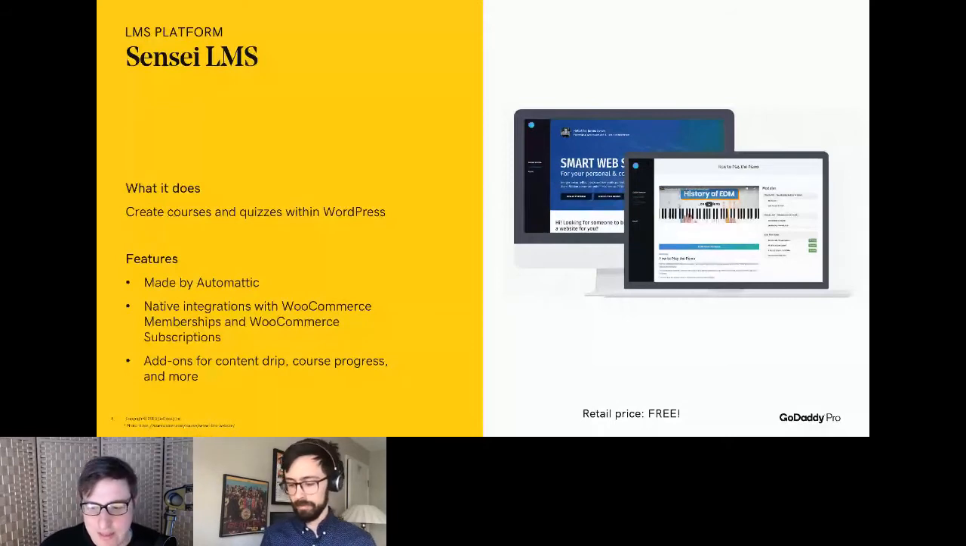Yeah, and I think the fact that it starts free is a really big benefit for someone who's just getting started, because you can start with Sensei and start building your courses, experimenting, getting familiar with the platform before you put down the money for other extensions or many LMSs which are paid. You can really just get going with it.